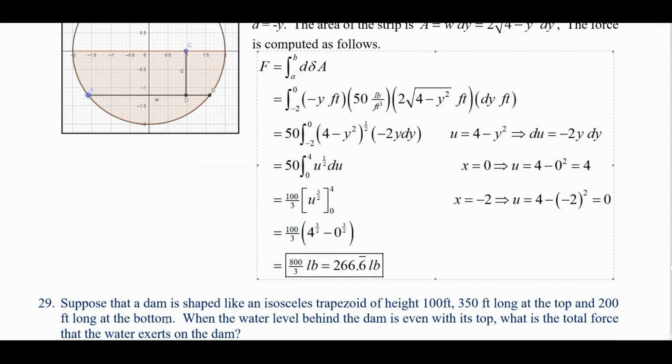Let's try another one. You might try this one yourself. Suppose that a dam is shaped like an isosceles trapezoid. The height is 100 feet. It's 350 feet long across the top and 200 feet long at the bottom. When the water level behind the dam is all the way up to the top, what's the total force that the water exerts on the dam?